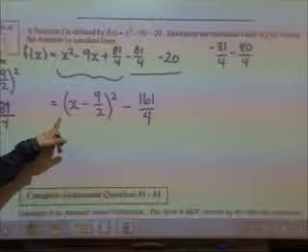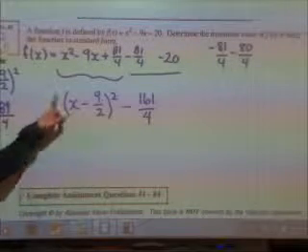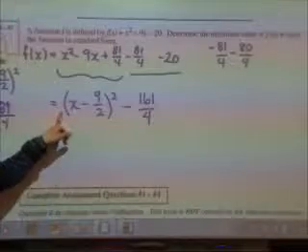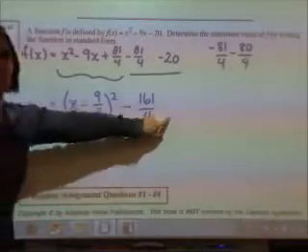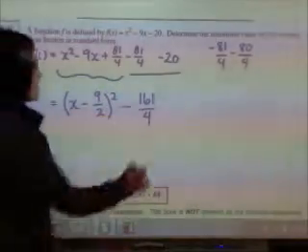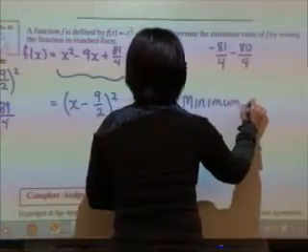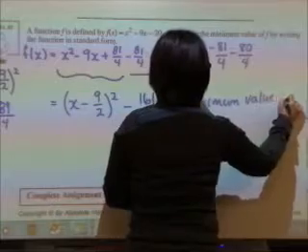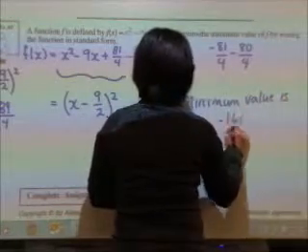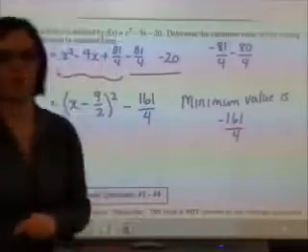My graph opens up because I have a positive a value, or I don't have a negative in front. Minimum value is your Q. So the minimum value is negative 161 over 4.